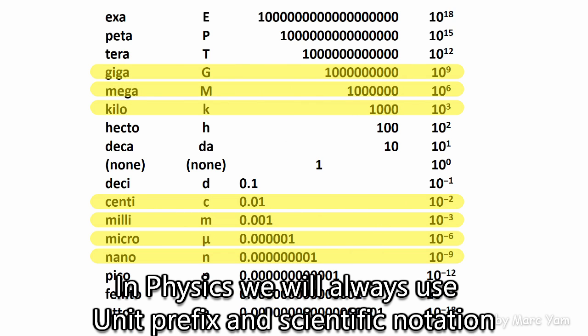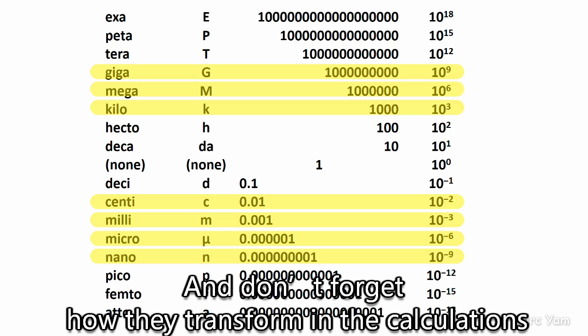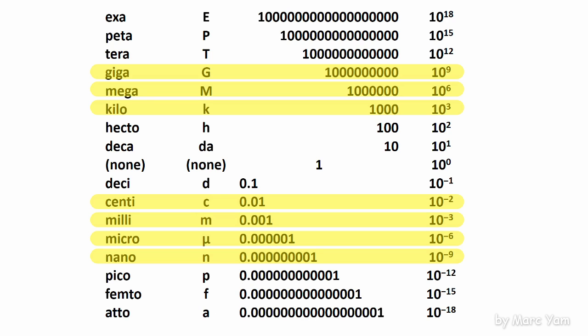In physics, we always use unit prefix and the scientific notation to simplify a very large or very tiny number. You should know what they are, and don't forget how they transform in the calculations.